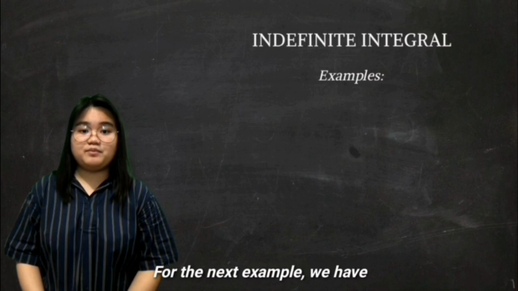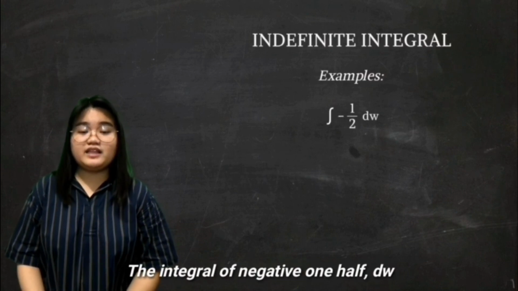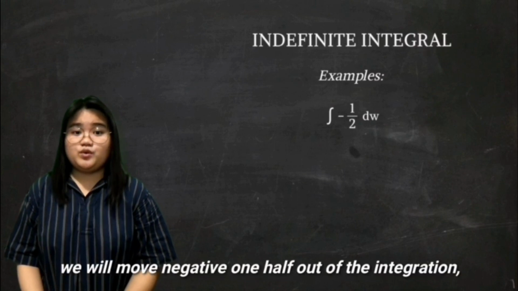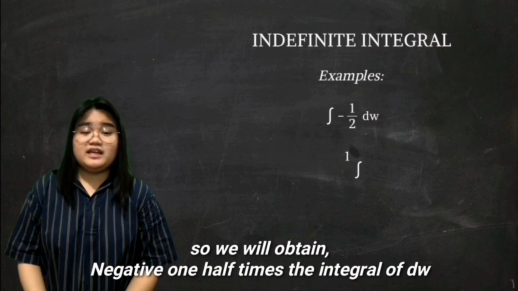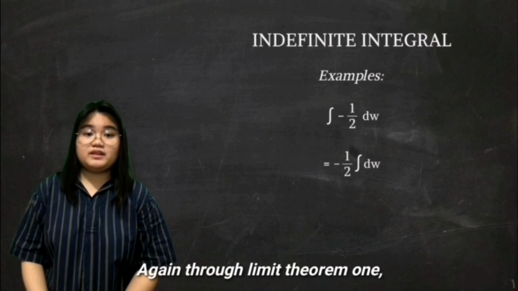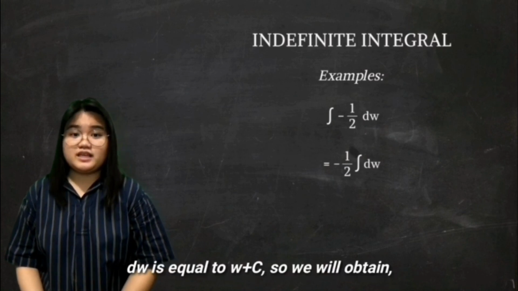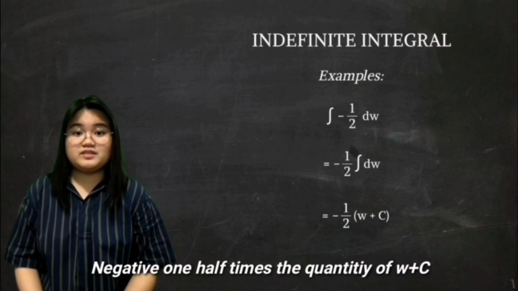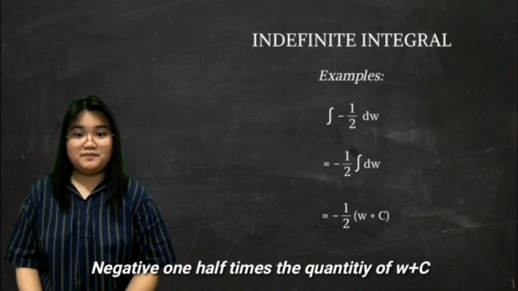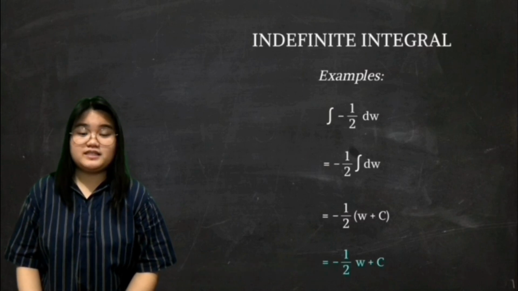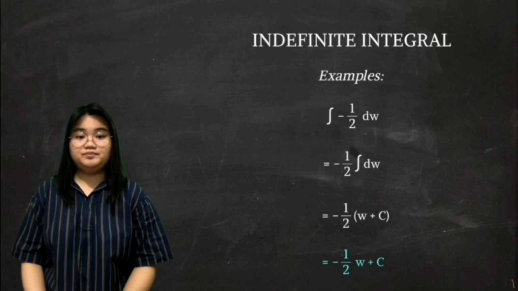For the next example, we have the integral of negative 1/2 dw. Again, by theorem 2, we will move negative 1/2 out of the integration, so we will obtain negative 1/2 times the integral of dw. Through theorem 1, the integral of dw is equal to w plus c, so we will obtain negative 1/2 times the quantity of w plus c. Simplifying, we will get negative 1/2 w plus c as our final answer.